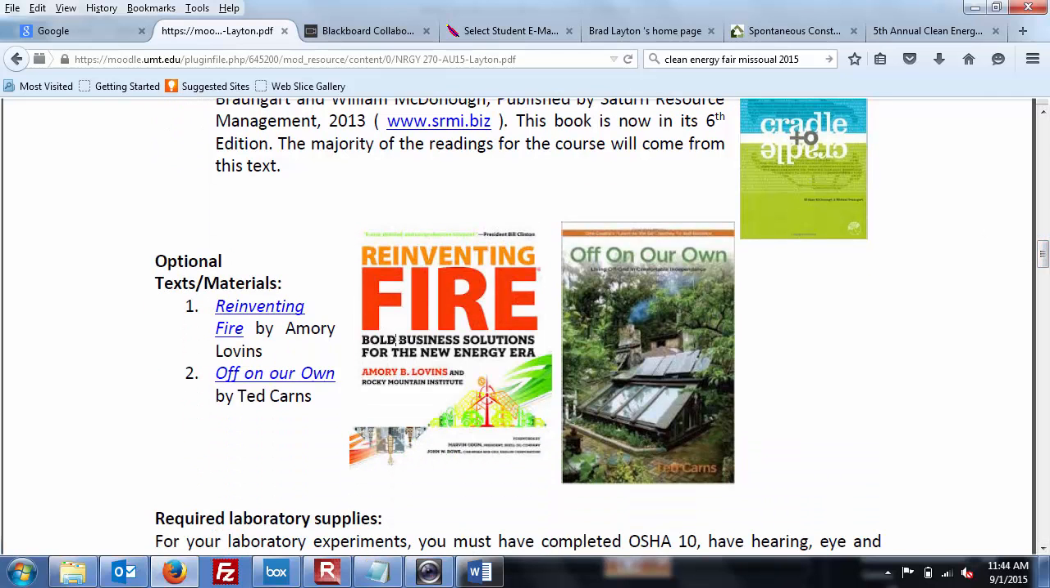Amory Lovins, if you haven't read him or heard about him, I strongly suggest looking into him. He was one of those crazy environmentalists 20, 30 years ago, but now he's got the Defense Department knocking on his door trying to figure out how to really do energy security in the United States. I already mentioned Ted Carnes. We'll look into his book a little bit as well, take some snippets out of it.